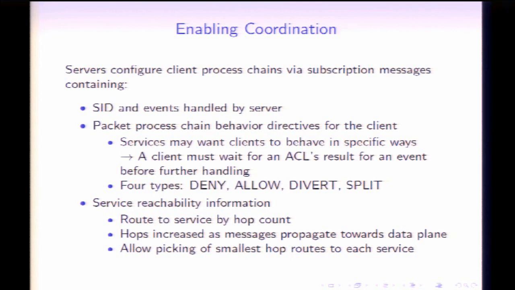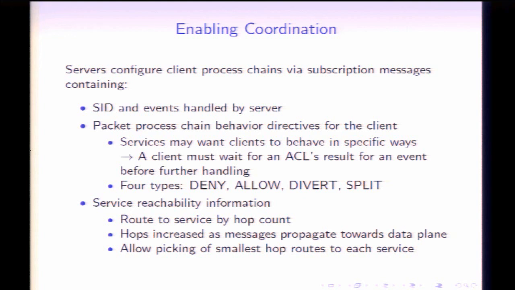So these configurations are exchanged from server to client in configuration messages or subscription messages, and they contain information like the UUID of the controller, the server, and also things such as the service ID, the events handled by that service ID, and the packet process chain behavior of the client. That becomes important when there are applications that require a client to behave in a very specific way. For example, the ACL might not want the client to continue processing and trying to forward the traffic before it knows whether the host can be allowed on the network or not. So it might ask the client to halt processing while the server is still processing and evaluating whether the host is allowed on the network.